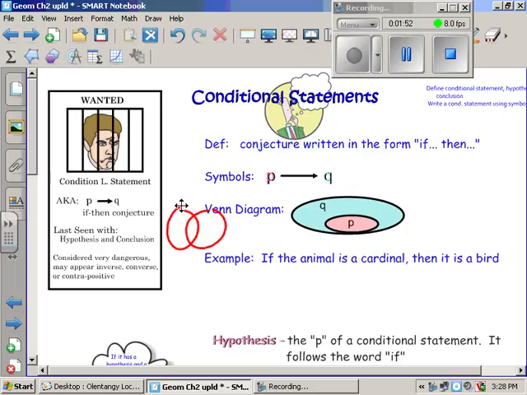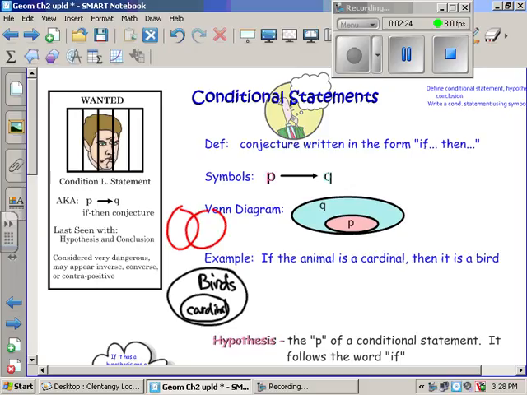Okay, and I think it's easier to see with an example. So let's look at this example of a conditional statement. If the animal is a cardinal, then it is a bird. So you've got the P, which remember goes with the if. So you say if the animal is a cardinal. So cardinal would be the if part. And then birds would be the then, the Q. So it would be on the outside.